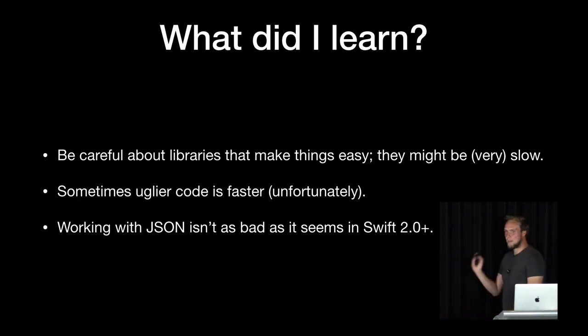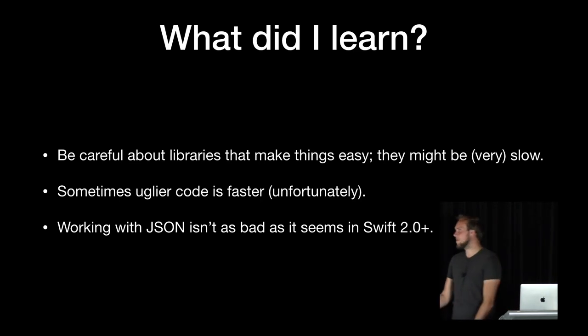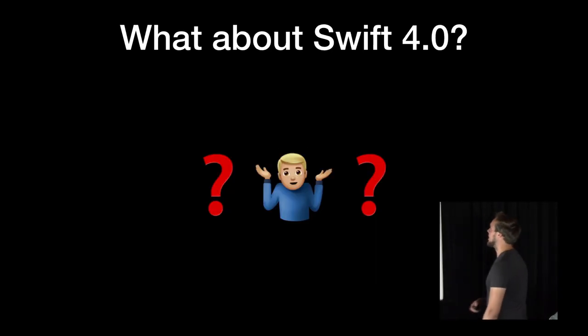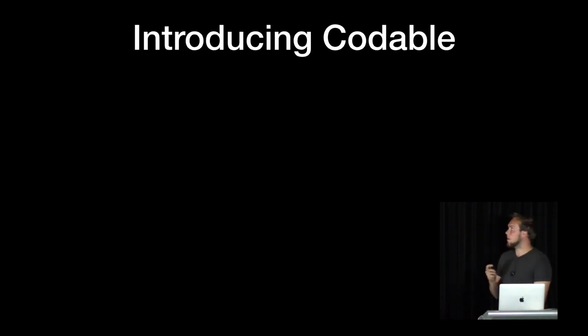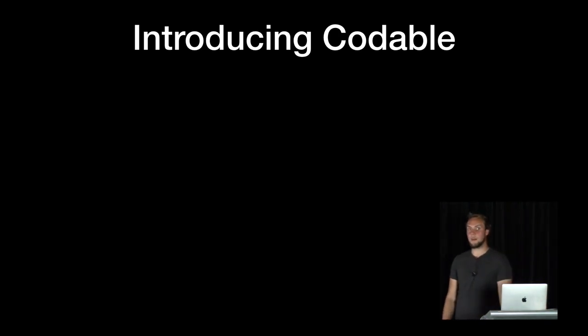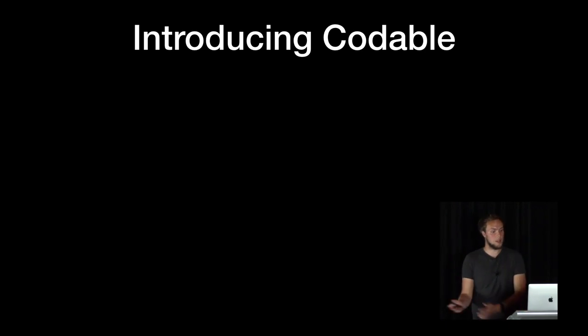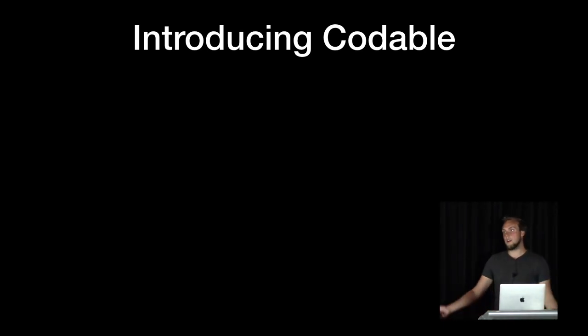Okay, so that's all pre-Swift 4, and we're here to talk about Swift 4. So what about it? Probably many of you have already seen it, but I'm still going to introduce it to you, the Codable protocol. It's actually a combination of two other protocols, Encodable and Decodable, and it's all about how to either encode or decode data, JSON data, to objects.